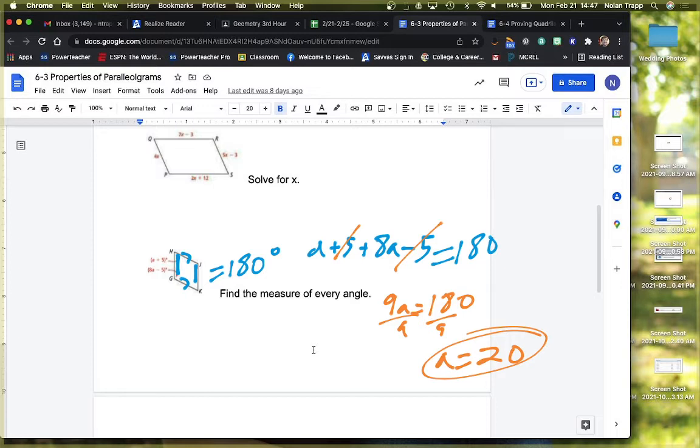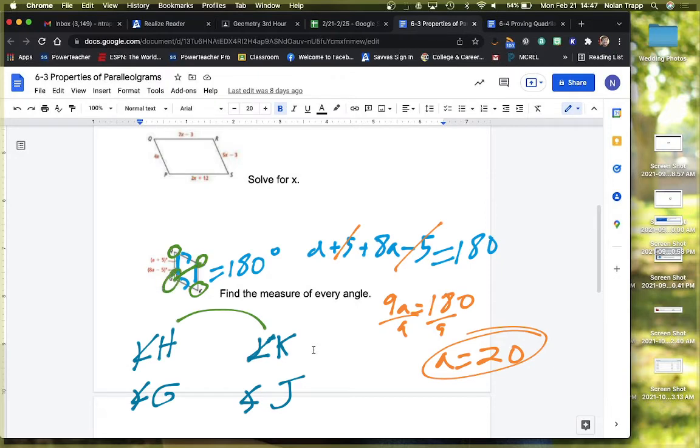Now, it says find the measure of every angle, though. So make sure you read that, because it means I'm not asking for what A is. I'm asking for what angle H is, what angle G is, what angle K is, and what angle J is. I wrote them like this for a very particular reason. Because the other thing with the ASA, if I draw a line here, this angle has to equal this angle. So these two angles are always going to match up, and vice versa, these two have to match up.